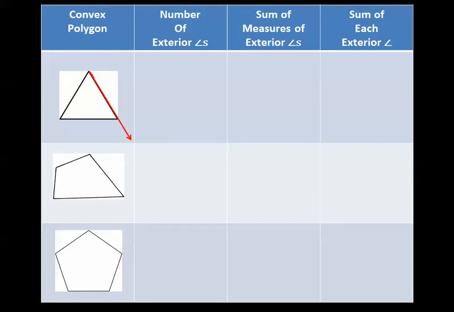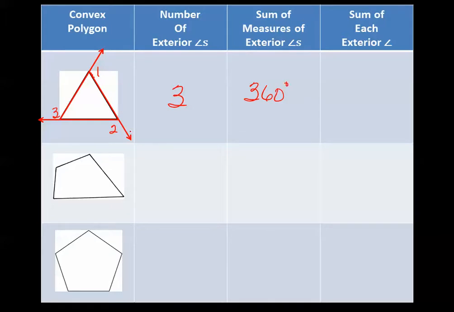Remember, you do this for each side. And then I got to do one more. There we go. So now we can see that we have a triangle that has 3 exterior angles. And the sum of the measures of the exterior angles will always be 360.